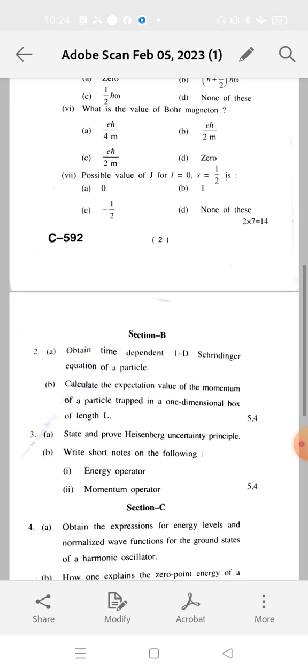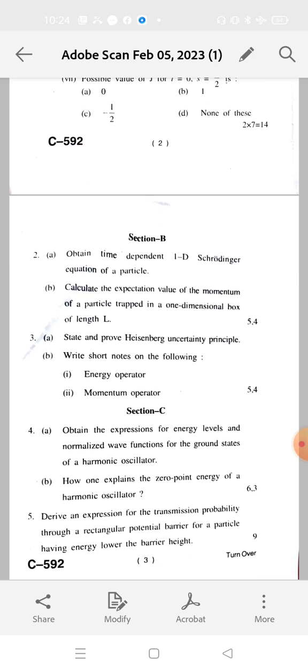The next is question number 3. State and prove Heisenberg uncertainty principle. So Heisenberg uncertainty principle states that it is impossible to measure simultaneously the accurate value of momentum and position. So we have to prove this statement also by taking one or two examples.